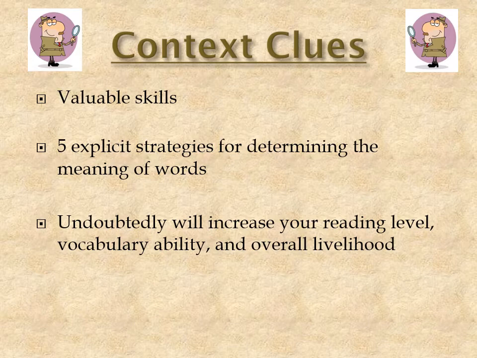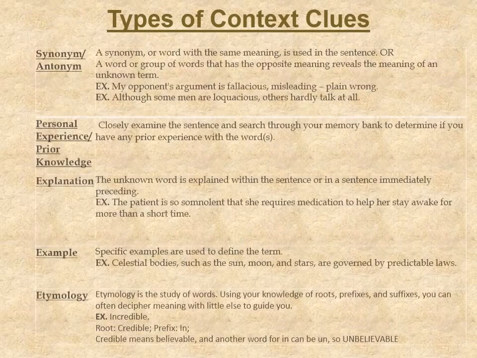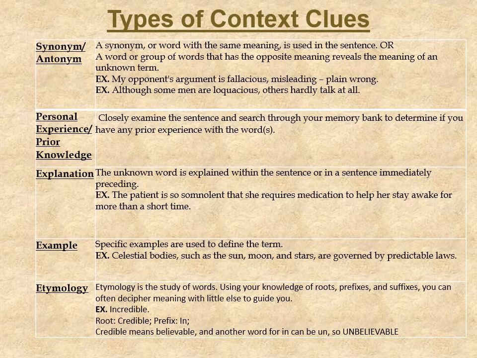Let's take a look at those 5 explicit strategies that are going to help you become better readers, writers, and students as a whole. So there's these 5 strategies. Now there may be more. These are the 5 that I chose to include in this short presentation to help you become better at identifying words in context. And we can see the first one is synonym and antonym.